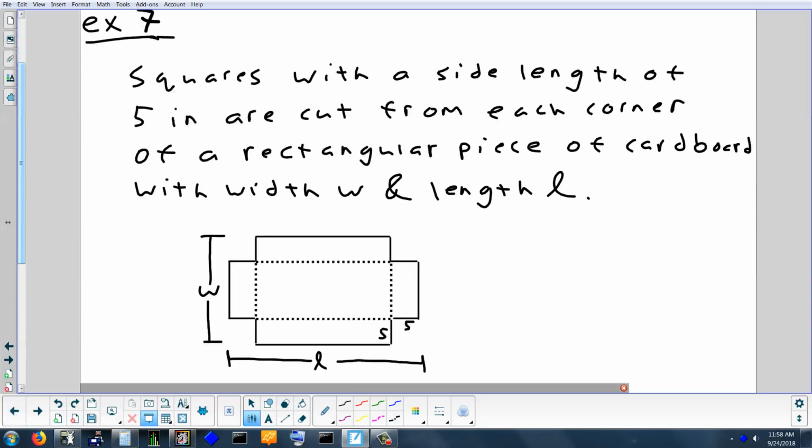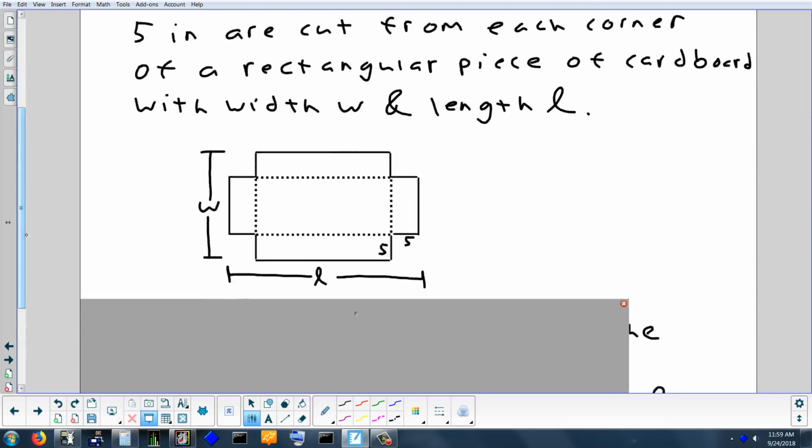So basically what you're doing is you're kind of making a little tray. So you're cutting out a corner of like a rectangular piece of paper, and then you're going to fold the sides up to make sides, and you're going to have a little tray with sides on it. No top. So the sides that you cut out are 5 inches by 5 inches. Find the width and the length of the piece of cardboard.